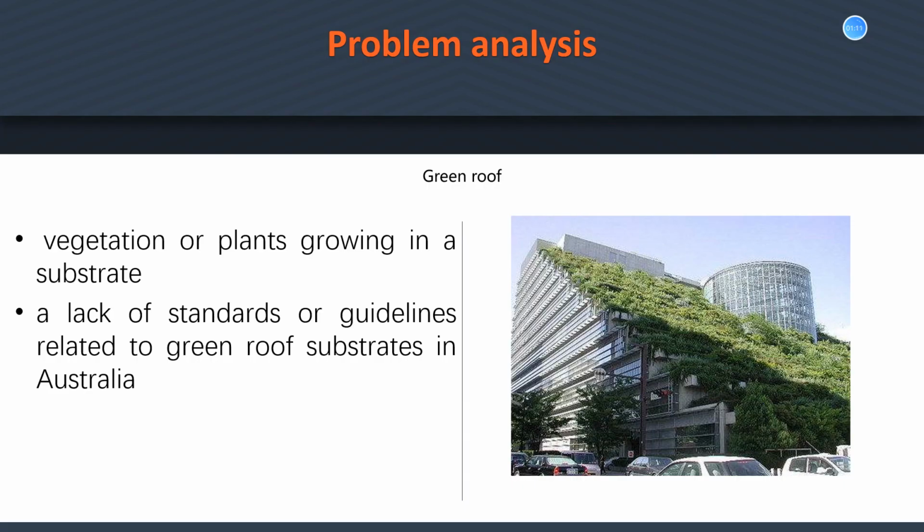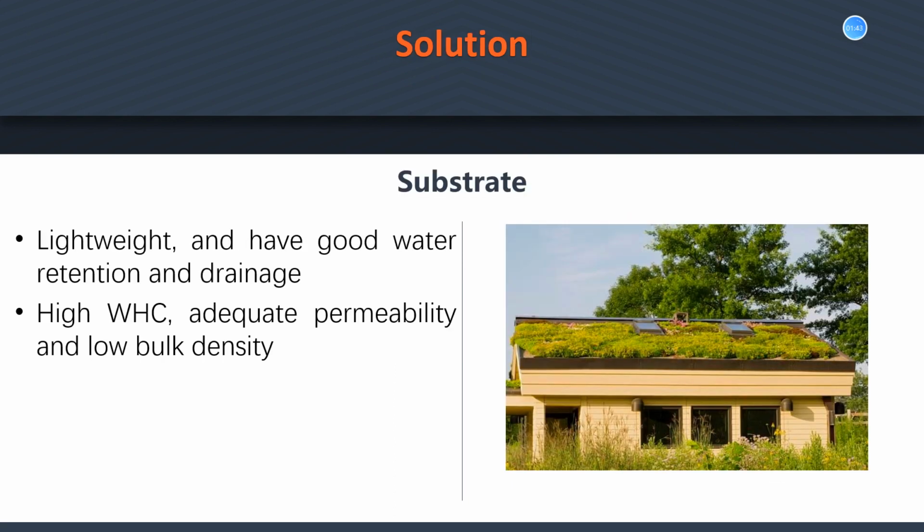As a type of green and sustainable infrastructure, a green roof is a roof with vegetation or plants growing in a substrate. The effective implementation of a green roof depends on the properties of the substrate and the materials of the component. However, many materials that are already widely used in Europe and North America are not available or suitable in Australia. There are two possible solutions.